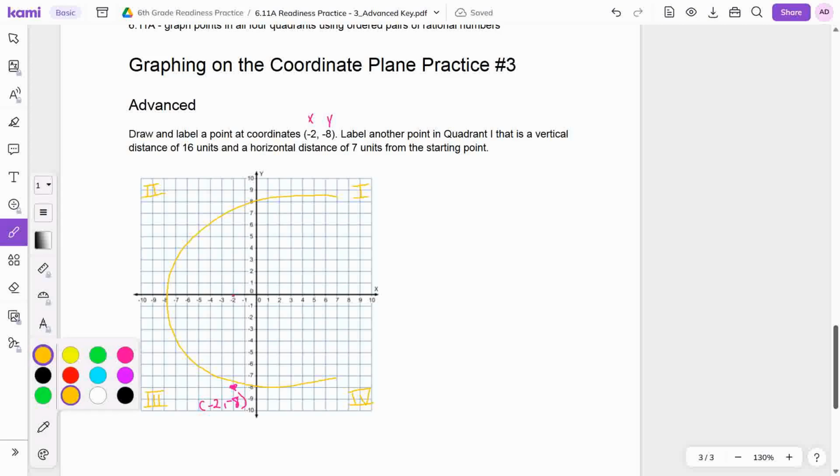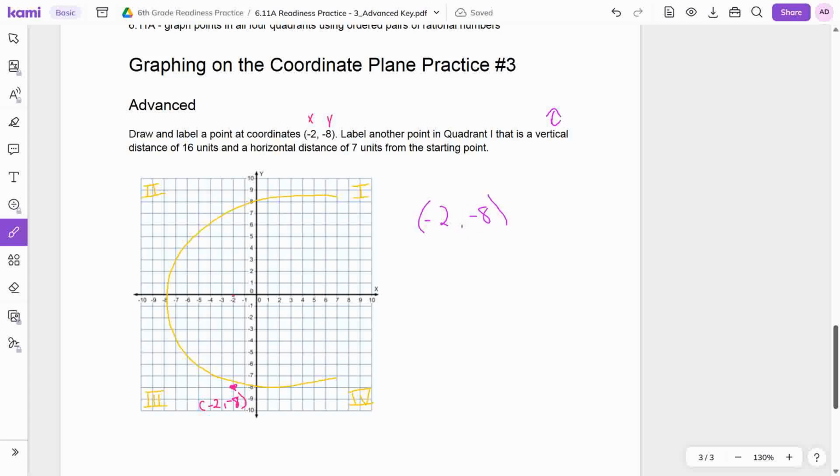All right, so we need a vertical distance, so this is up and down, of 16 units. And so I'm going to start with -2, -8. So it's going to be a plus 16 because I wanted to get up to quadrant 1, so I'm going to have to increase on the y-axis. So I'm going to add 16, right? -8 plus 16 is the same as 16 minus 8. So that's just 8. And then a horizontal distance, it's left and right, of 7 units.